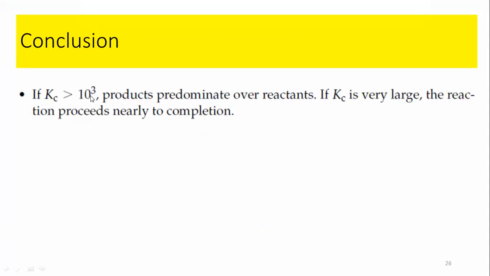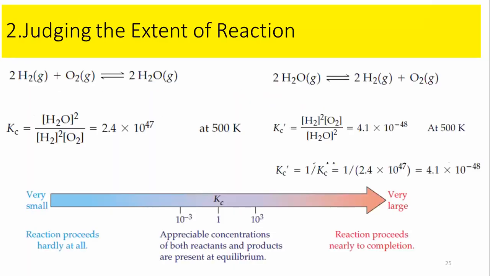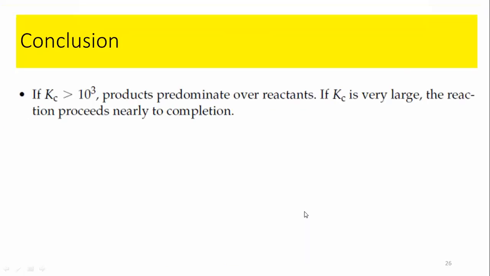And if Kc is greater than exponent 3, that means products predominate over the reactants. And if Kc is very large, let's suppose exponent 40 or exponent 30, then the reaction proceeds nearly to completion. That means only products are present as compared to the reactants. And this is the condition I have explained over here. I am talking about this point, starting with this. If it is over there, then the reaction is proceeding towards the product side, and the products predominate as compared to the reactants.